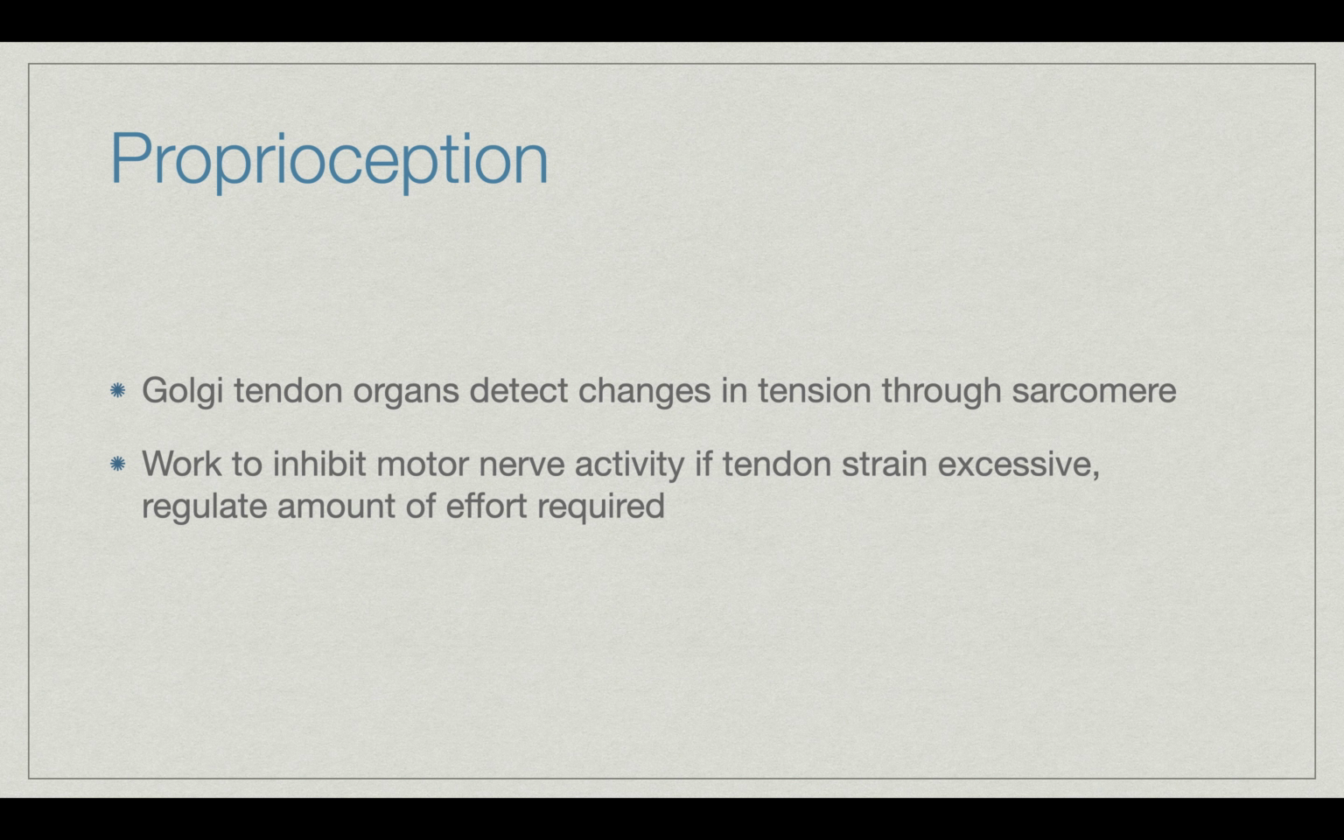In the muscles, there's a lot of proprioception, of course. One of them is the Golgi tendon organs, and those detect changes in tension through the sarcomere. It works to inhibit motor nerve activity if the tendon strain is excessive, and it regulates the amount of effort required. This protects the muscle from contracting too forcibly, causing some kind of avulsion of the bone or tears in the tendon, and of course the tendons don't heal.